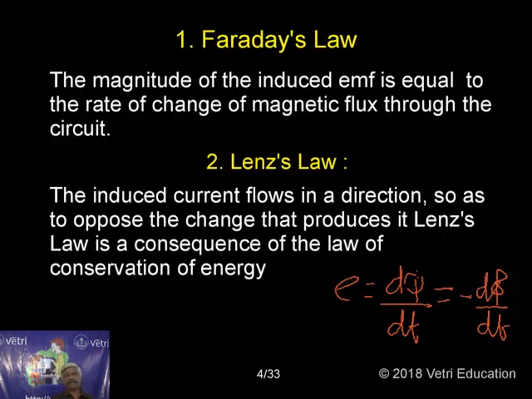Why is it called conservation of energy? There is a lot of experimental evidence that Lenz law is a consequence of conservation of energy. What is conservation of energy? Energy can neither be created nor destroyed, but we can convert one form of energy to another. In which way here? Here we are actually moving the magnet. The motion of the magnet is mechanical work. Here the mechanical work produces the electrical energy. So this is a consequence of conservation of energy.